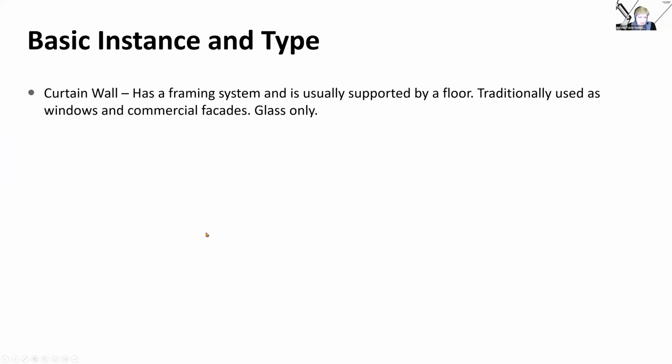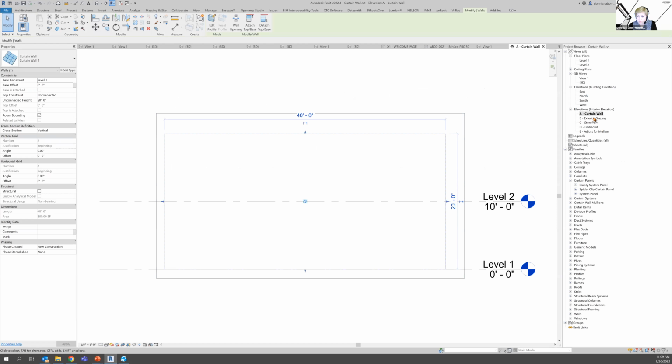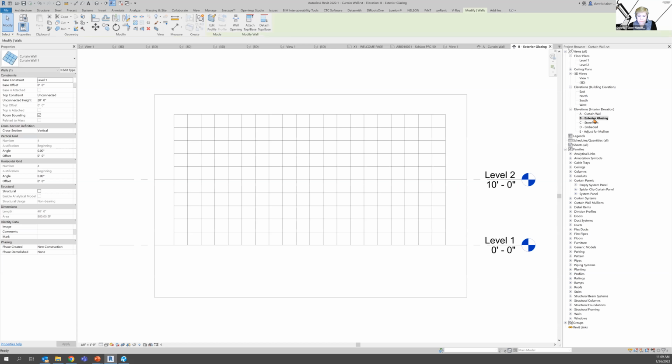The next type is your exterior glazing. These are usually cable or suspended support structures that can use a tension cable system against the structural framing. These are the ones that are exterior of the buildings. They're referred to as frameless, bolted, or spider glazing. They come in with panels and the grids already in there. So the one out of the box, you do exterior glazing, and it already has the divisions of the grids and already has panels built into it when it comes in.